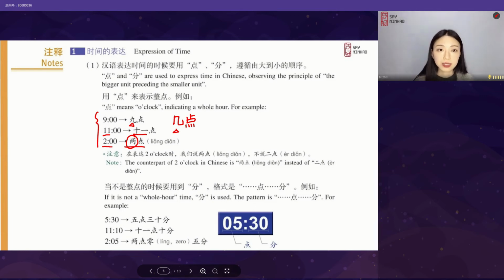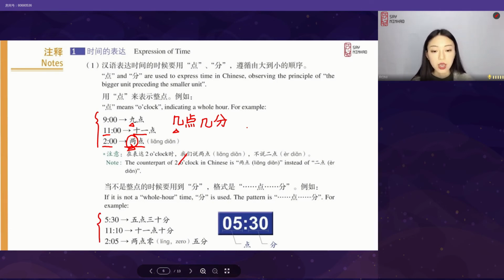And for the money, it's still 2块. Okay, 2块. It is 2, not 2. Okay, this is about a whole hour. And when it is not a whole hour, we need to say some minutes. Then it is 几点几分. Okay, let's see these 3 examples.